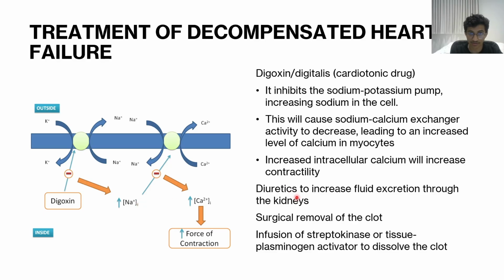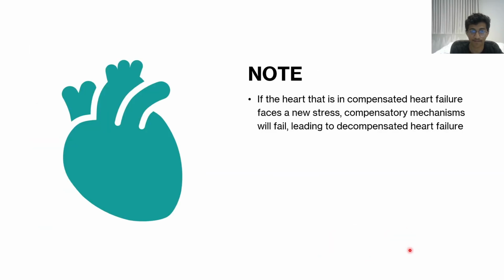Now, three more treatments for decompensated heart failure. One is diuretics. Diuretics increase fluid excretion through the kidneys. We want to decrease the venous pressure so the heart can be more comfortable. And we can remove the clot if it's a clot, surgically remove it. Or we can infuse streptokinase or tissue plasminogen activator to dissolve the clot. These two drugs will dissolve the clot.